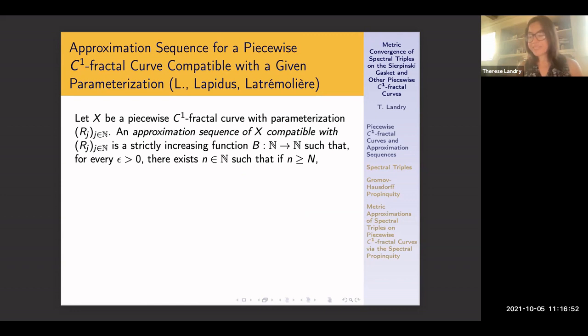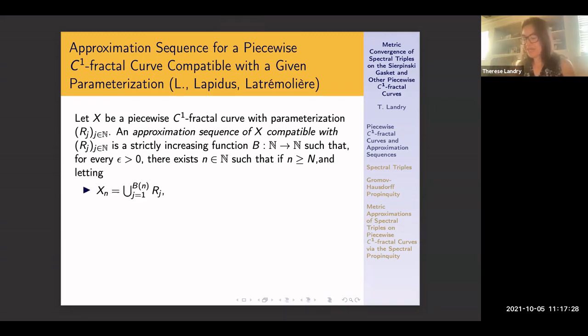So these properties are codified in this definition. This is a definition of an approximation sequence for a piecewise C1 fractal curve compatible with a given parametrization. Given a piecewise C1 fractal curve, by definition from that first axiom, we have a decomposition of it into a countable set of parametrized curves. And remember that it can be ordered by decreasing arc length. What that means is that we have an enumeration of these parametrized curves.